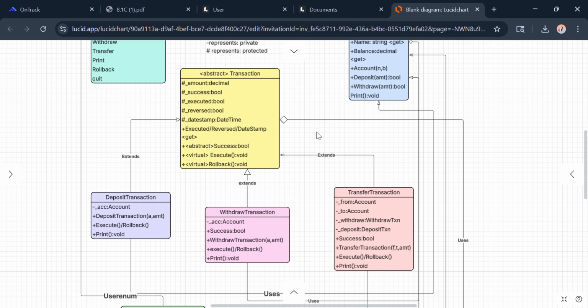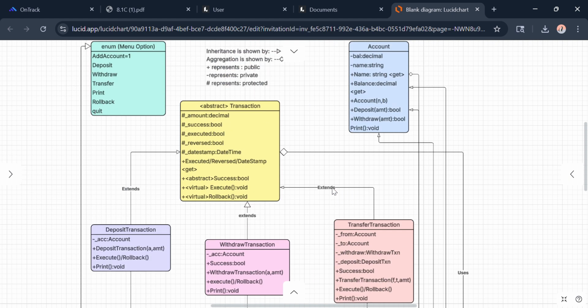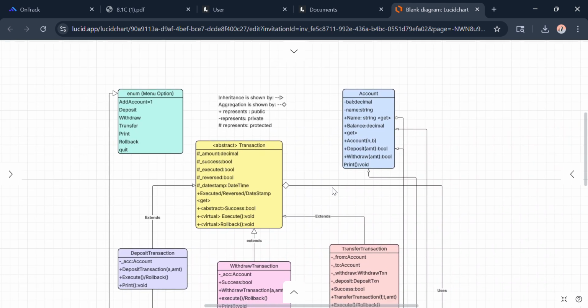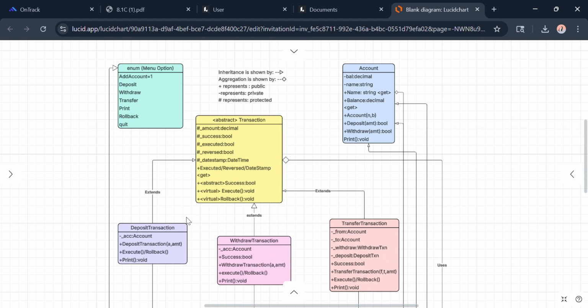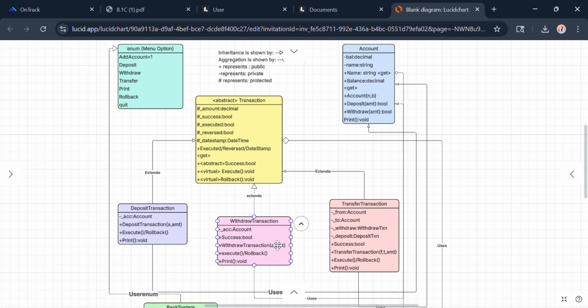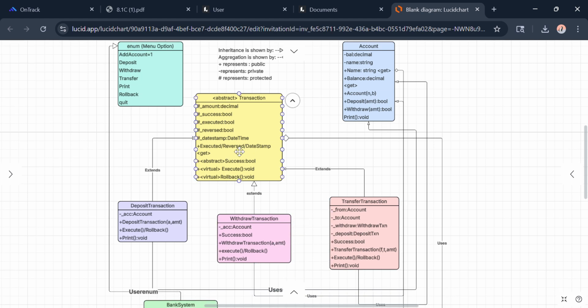Here we can see that there is a transaction class which is inherited by many classes like deposit transaction, withdraw transaction, transfer transaction. All these three classes inherit from the transaction class, which means that the transaction class is a parent class, and the deposit transaction, withdraw transaction, and transfer transaction are all child classes of the transaction class.